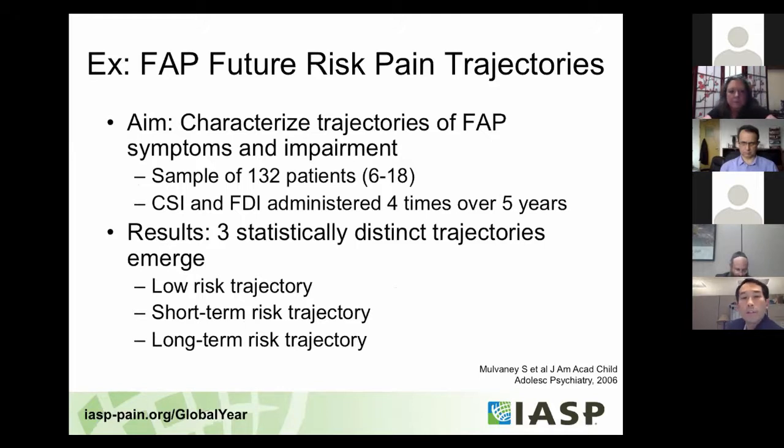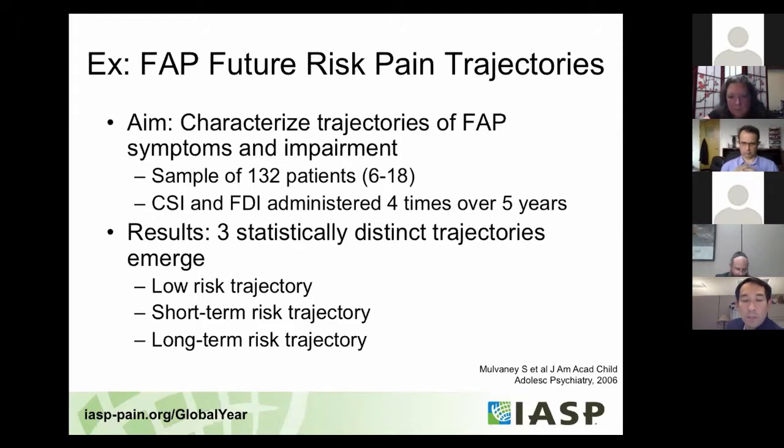The strength of the study is that they were using a validated instrument, the childhood somatization inventory, as well as a functional disability inventory, and they repeatedly administered this over 5 years, which is a very, very remarkable study to pull off. And what they were able to find, which was eye-opening for us, was the idea that using trajectory analysis the groups do segregate.